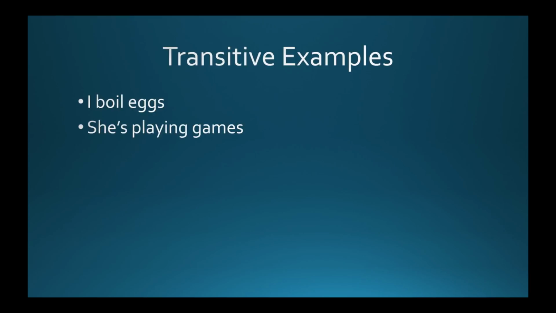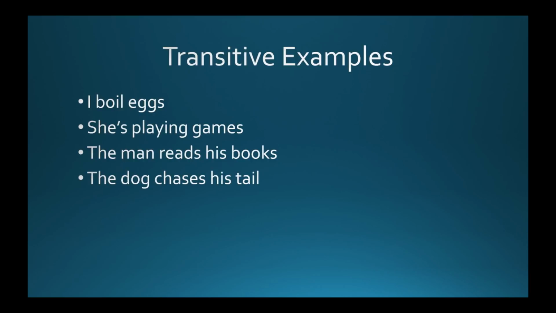She's playing games. Games are the things that are being played. That's the direct object. The man reads his books. What is he reading? His books. The dog chases his tail. The birds build a nest. So in these examples, you can see that there is the subject, the thing that does something, and they're doing something to something else. This is how transitive verbs work. Transitive verbs can also be used reflexively, so the subject can do something to itself. I have an example of that later.